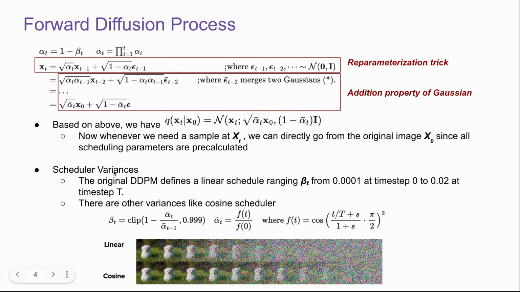By the way, the scheduler has several variants. So this beta t has many different versions of it. The original DDPM defines a linear schedule ranging beta t from 0.001 at timestamp 0 to 0.02 at timestamp t. There are other variants like the cosine scheduler. This is the formula. And you can see different schedulers have a pretty significant impact on the efficiency of the diffusion. For example, cosine here probably works better than linear because it will be able to generate a clearer image with fewer steps from random noise.